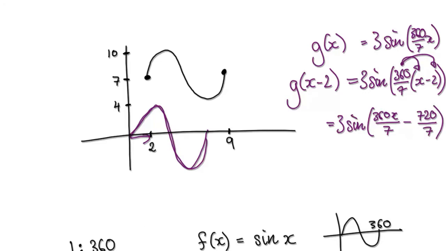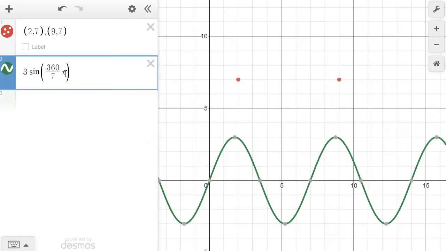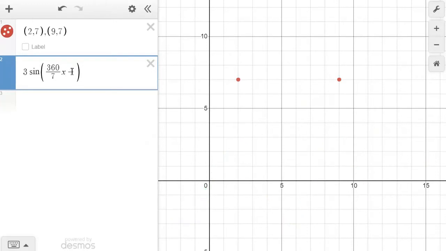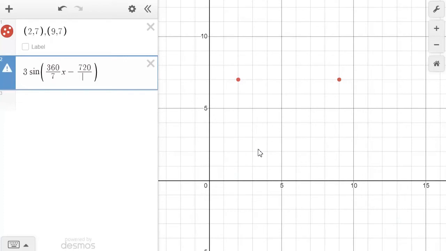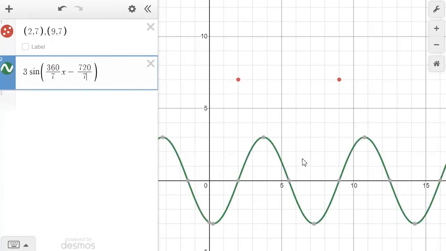So that would be this minus 720 over 7. Yeah, so we moved it across by 2. Look, 1, 2. So now we just need to move the graph up by 7.